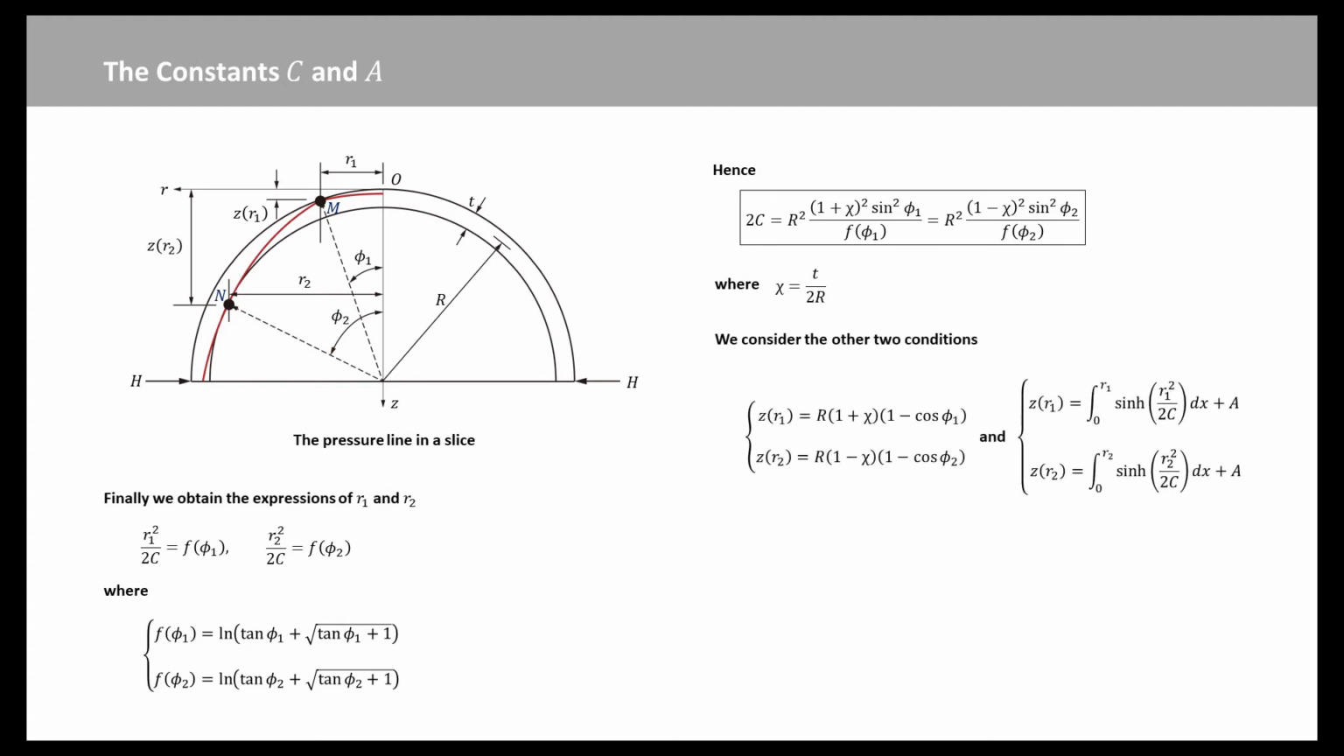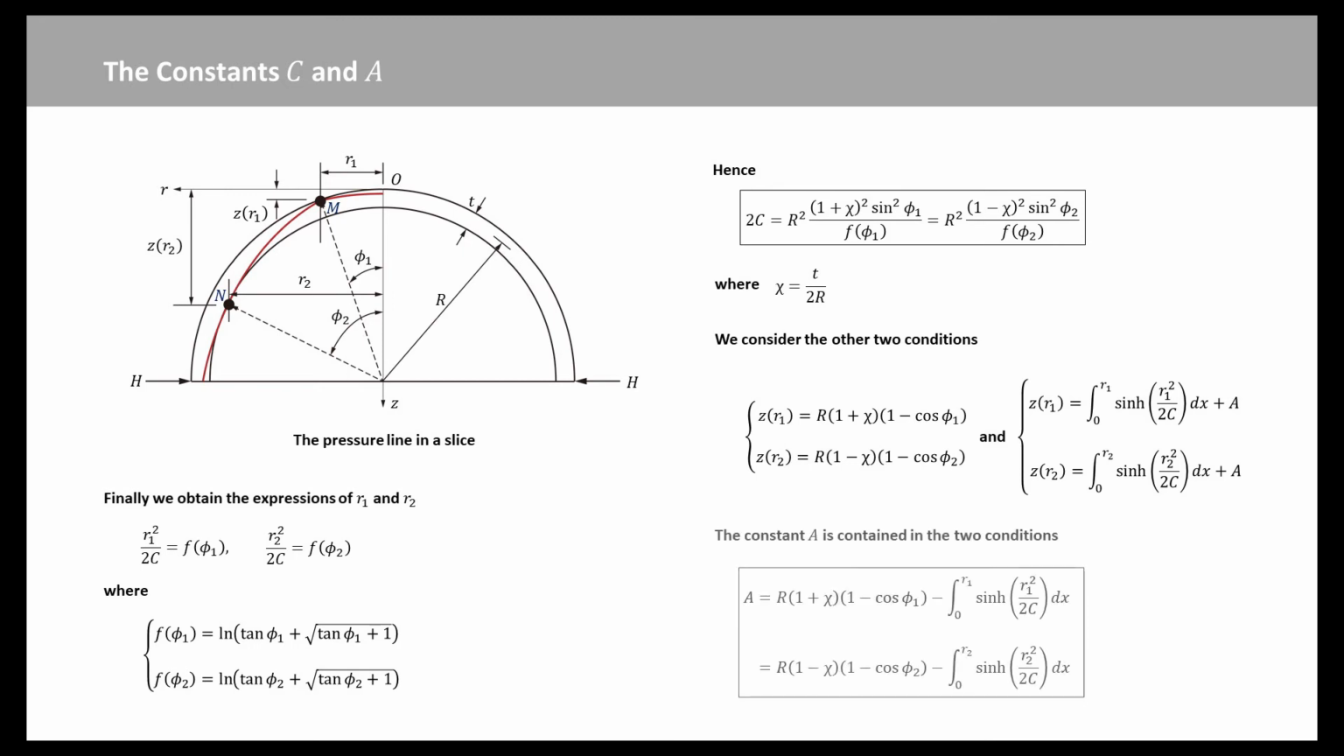Now we consider the other two conditions, those prescribing the pressure curve through the points M and N. We have ZR1 and ZR2. The same constant A is contained in the two conditions. This equation, together with the equation of 2c, is required to obtain the two unknowns phi1 and phi2.